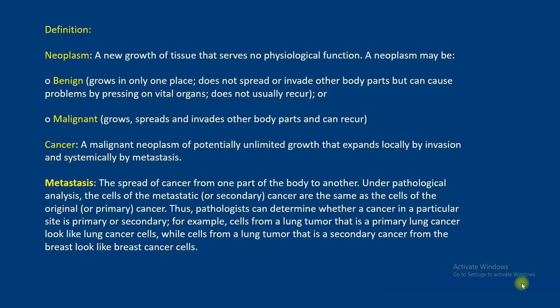Next, we need to understand what is metastasis. So the spread of cancer from one part of the body to another is called metastasis. And also during pathological analysis, cells of the metastatic cancer are the same as the cells of the original cancer. So here metastatic means secondary. So basically secondary cancer as well as primary cancer cells are the same. Based on this criteria, the pathologist will decide which is primary and which is secondary.